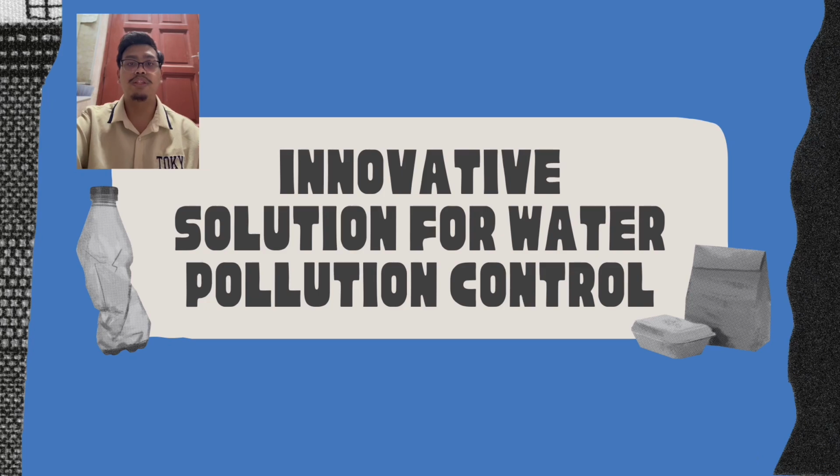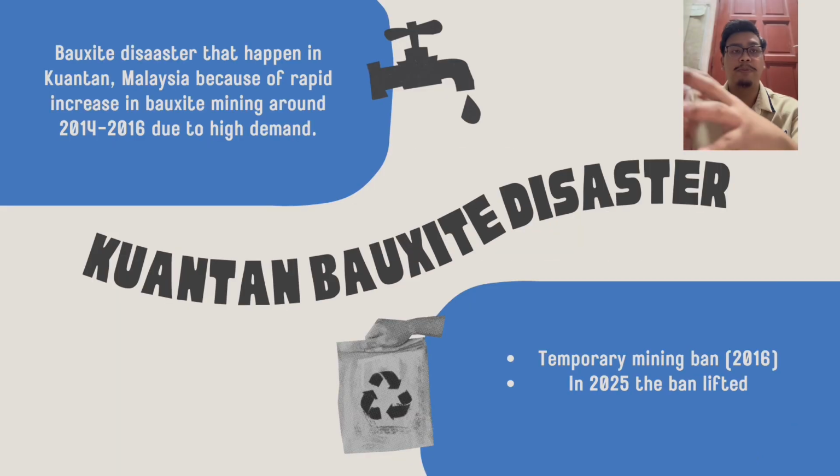So now, we will start with innovative solutions for water pollution control. As has been mentioned before, between 2014 and 2016, a rapid increase in bauxite mining in Kuantan, Malaysia led to an ecological crisis. High global demand for bauxite, essential for aluminium production, caused severe environmental degradation, particularly affecting water sources. In 2016, the government implemented a temporary mining ban to curb this disaster. However, after the ban was lifted in 2025, the threat of contamination re-emerged.